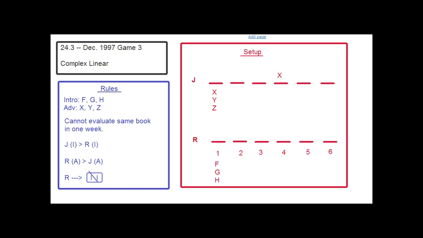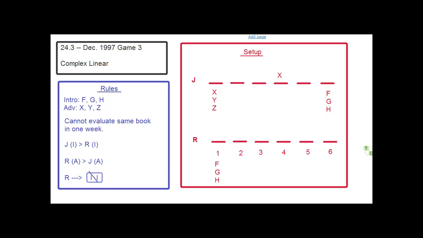If we put, for example, just to be clear, if we put an F here, okay, then when would Rosenberg review F? Because it has to be reviewed by Juarez before it's reviewed by Rosenberg. So we can't put the F here. And the same analysis holds for the G and H also. So we know that F, G, and H cannot be reviewed by Juarez in the last week.